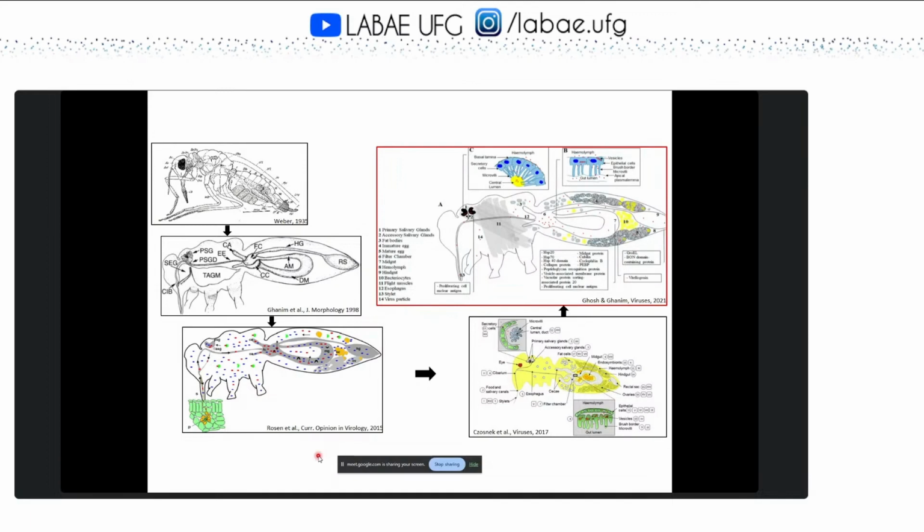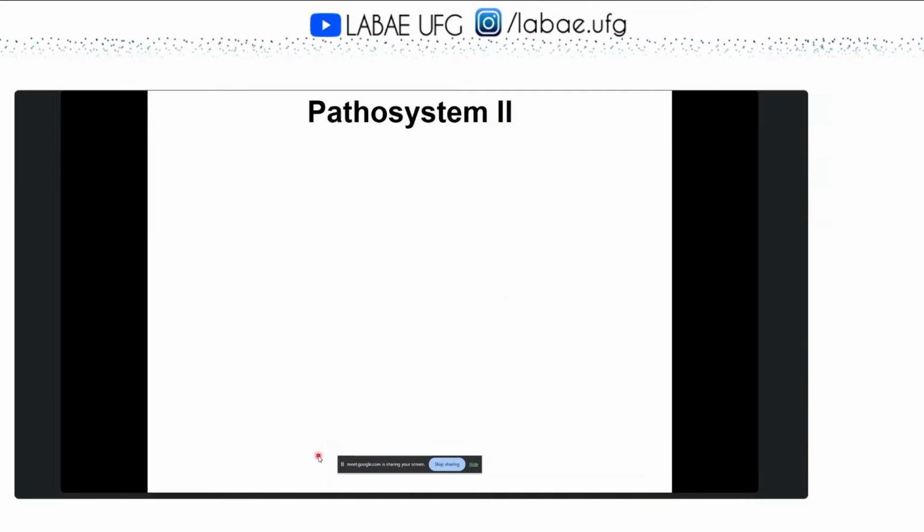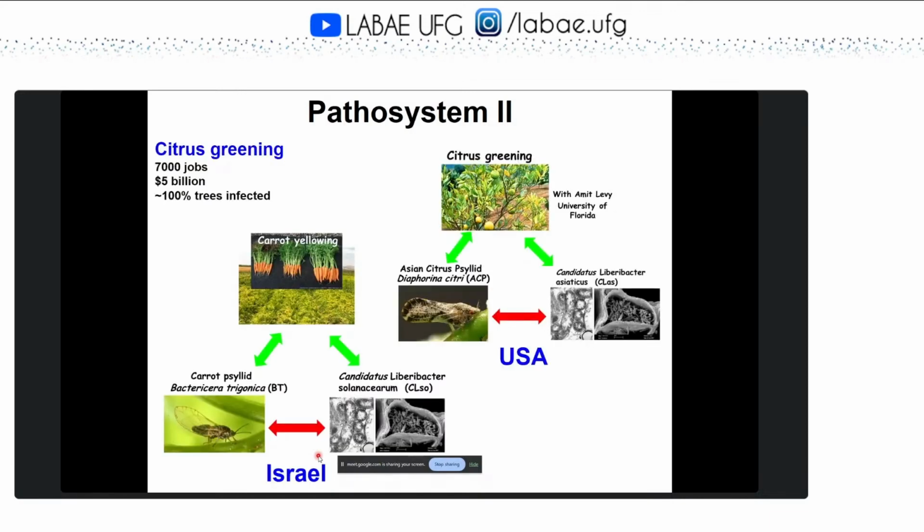Okay, so I will try to do it quick with psyllids. I just wanted to show the other system we work with, and we've been working with this about eight or nine years now. And as I mentioned at the beginning, in Israel we have this carrot yellowing disease, and it's caused by Liberibacter solanacearum, which is a bacterium. It's a fastidious bacterium that we cannot grow outside of the plant or the psyllid, but it's transmitted by the carrot psyllid, and it causes this very important disease in Israel, and it's found all over Europe and many other countries.